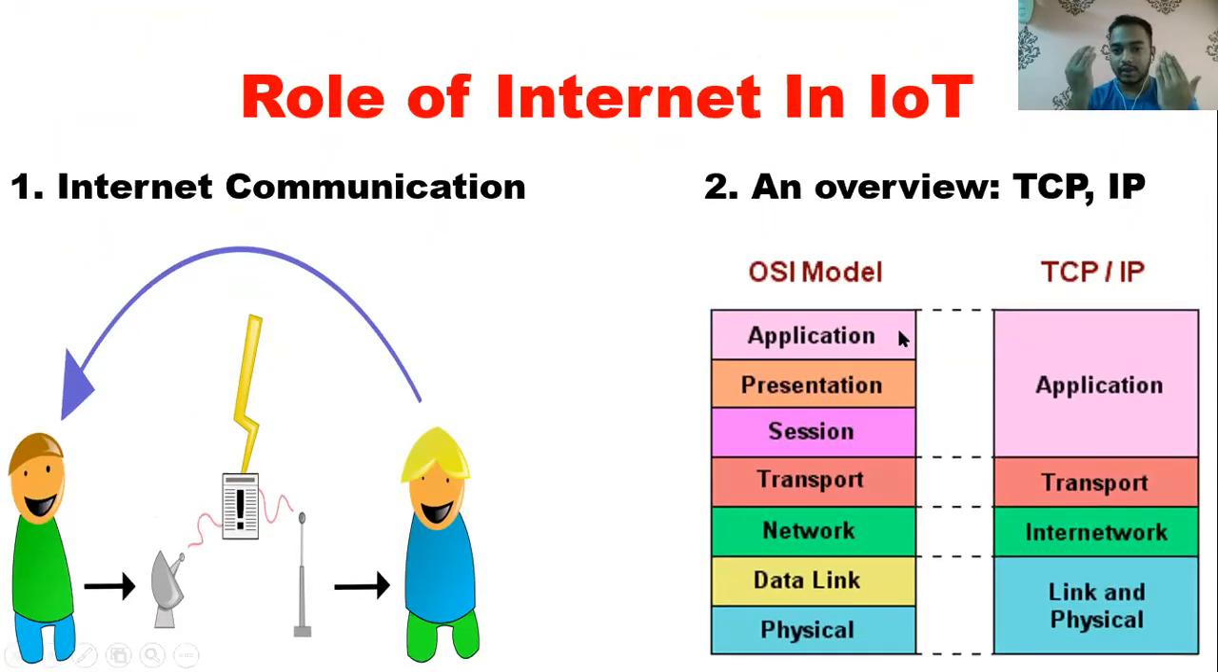Okay, and when you are on the receiver side, you first touch the physical layer. So the application layer comes first for the sender, and the physical layer comes first for the receiver. Okay, so what is the actual work of the application layer?